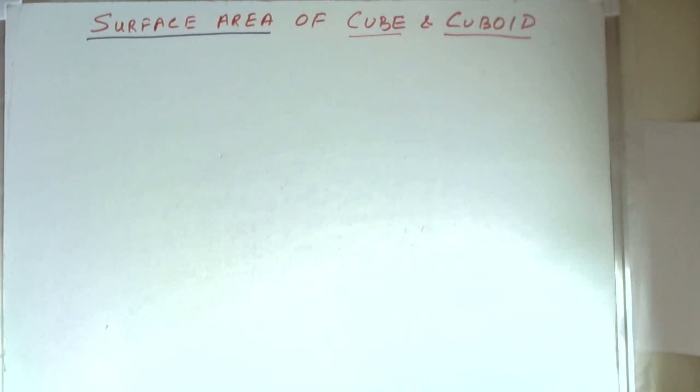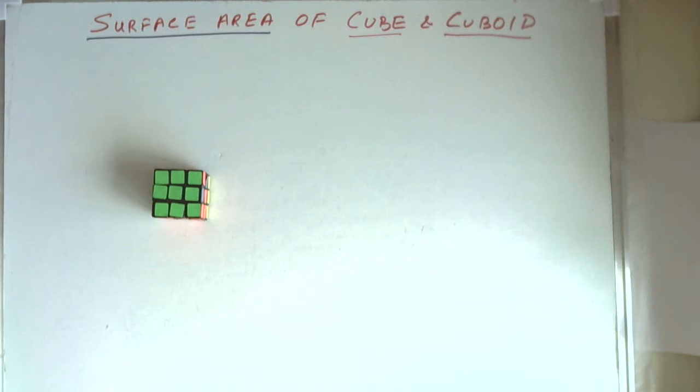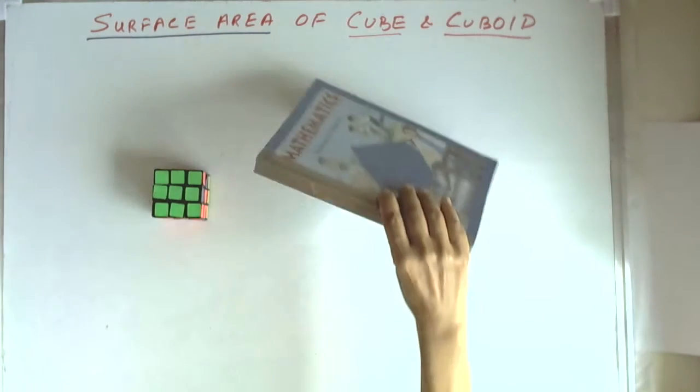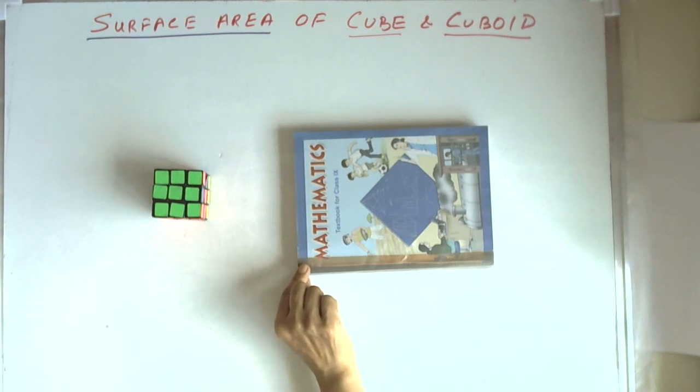In this video, we will learn how to calculate surface area of cube and cuboid. We have learned that a cube is a solid shape where length, breadth and height are same, and cuboid is a solid shape with length, breadth and height, and it is like a book. Let's say this is a book, so it has length, breadth and then height.